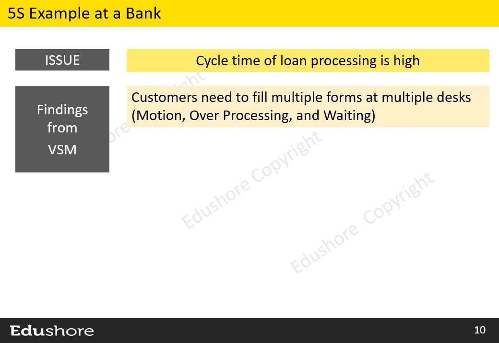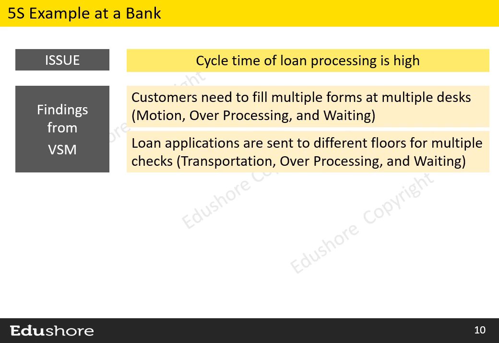Customers need to fill multiple forms at multiple desks to apply for a loan. This clearly causes motion, overprocessing, and waiting waste. And the loan applications are sent to different floors of the building for multiple checks. This clearly causes transportation, overprocessing, and waiting waste.